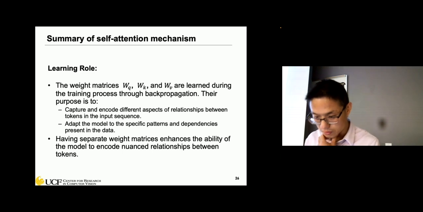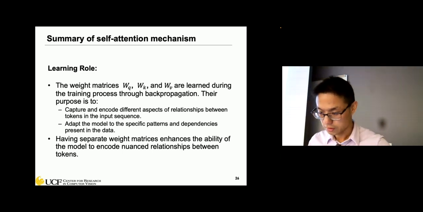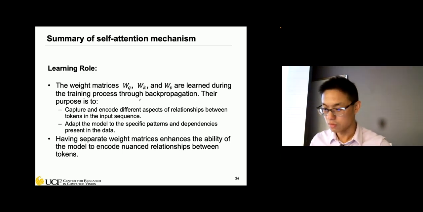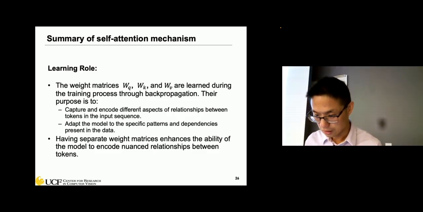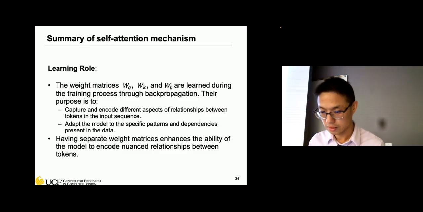So these different matrices, because later we will optimize or learn these weight matrices, have different learning roles. And having them separate will enhance the model's ability to encode nuanced relationships between different tokens.